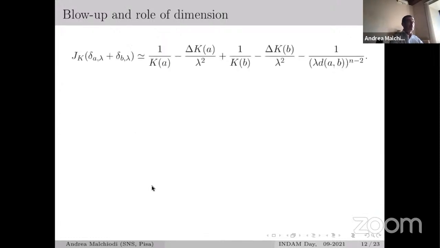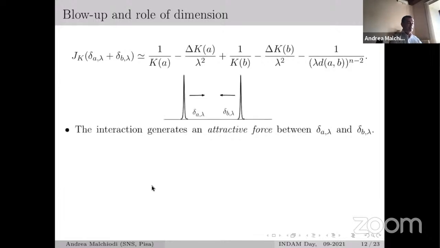Okay, so let me just report the previous formula. What you can see is that this interaction term has a negative sign, and you can think of this as a sort of potential. The more the 2 bubbles become close, the more this term becomes negative. So if you think physically about this, it's like generating an attractive force between the 2 bubbles centered at the point A and at the point B. They want to come close to each other so that the energy goes down.